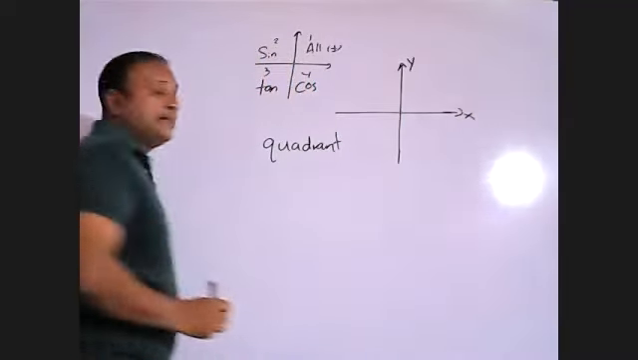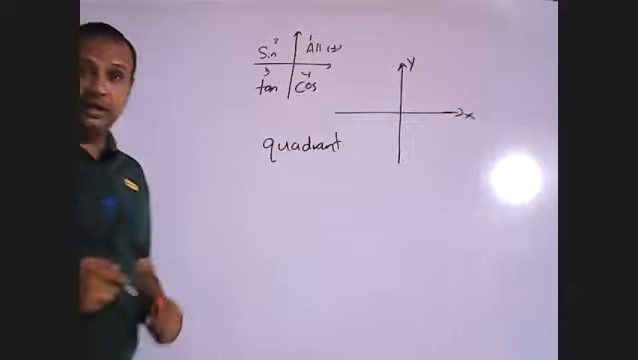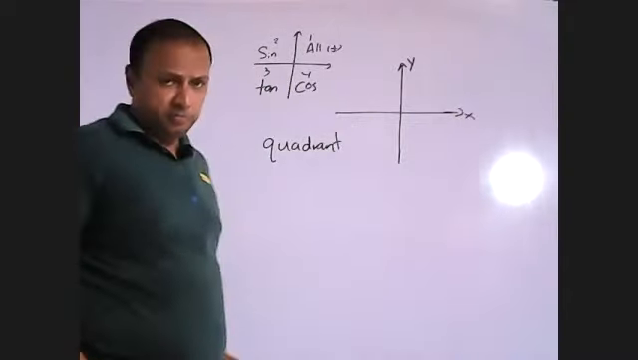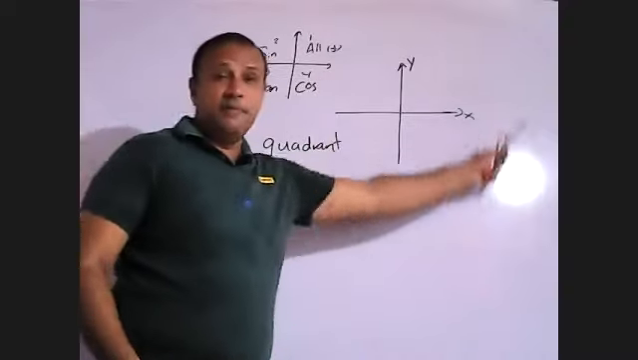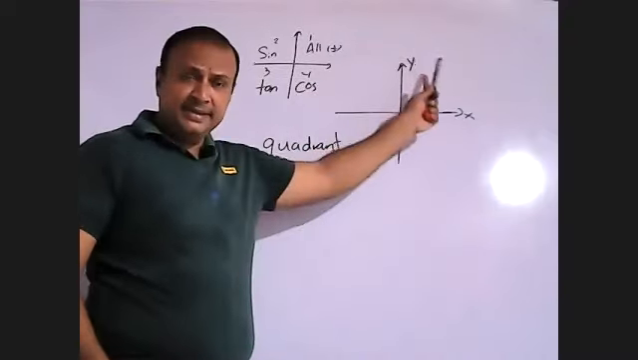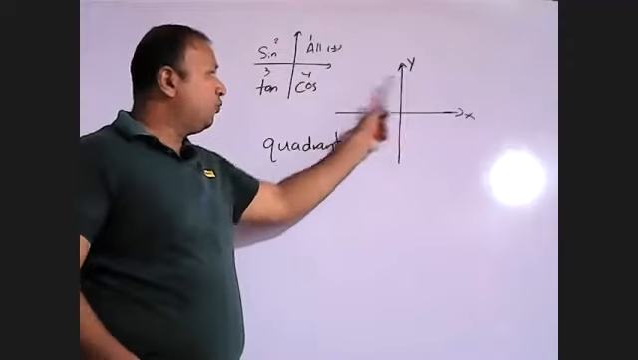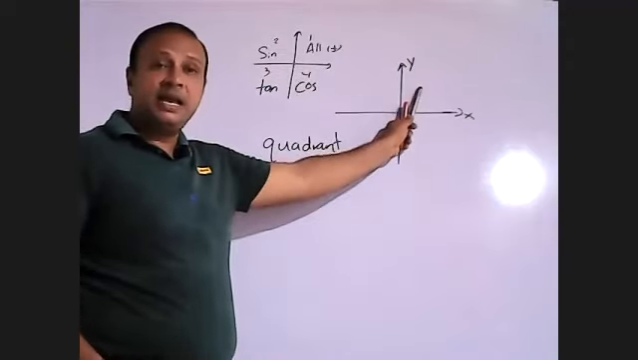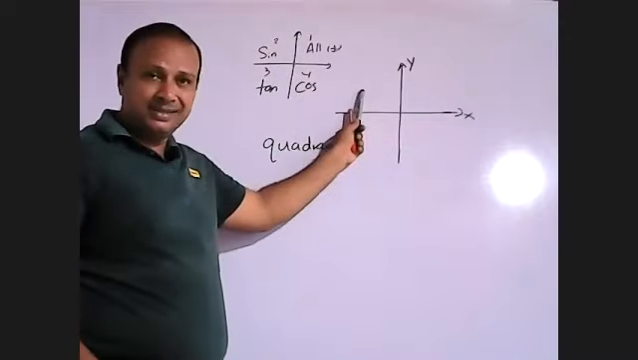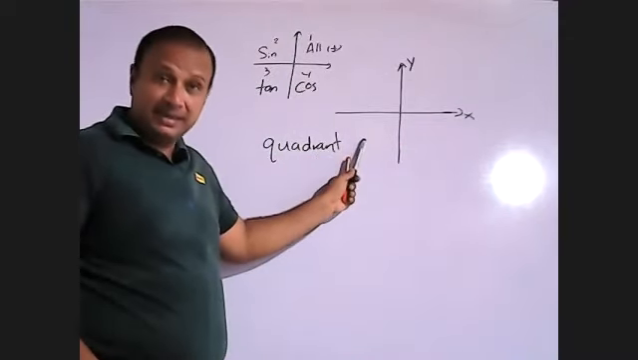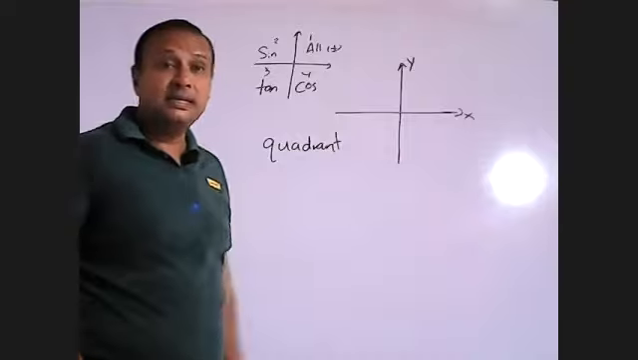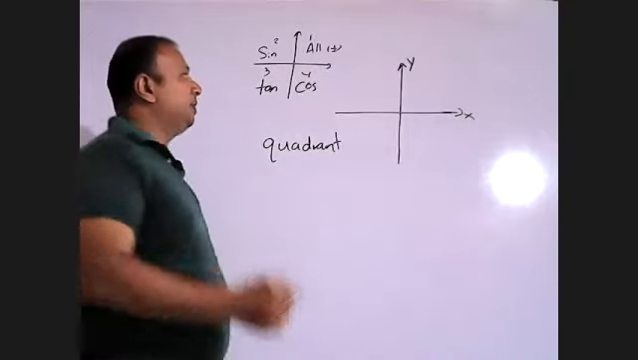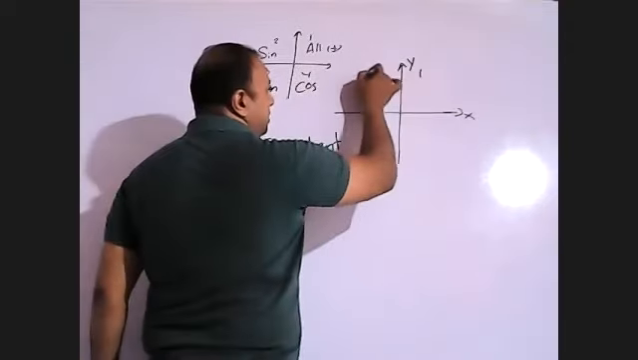If I consider the xy Cartesian coordinate, the entire plane is divided into 4 parts. This part is called the first quadrant. This part is called the second quadrant. This part is called the third quadrant. This part is called the fourth quadrant. We have done this one.